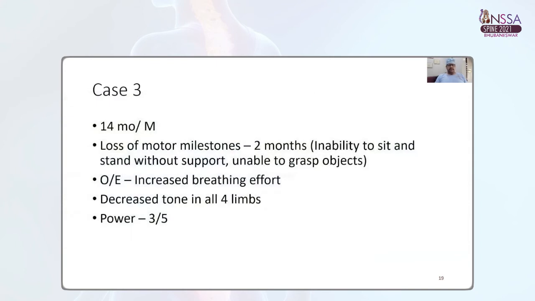Again, we have this youngest kid in our series, who's a 14-year-old boy who presented with loss of motor milestones of 2 months duration, inability to sit and stand without support, unable to grasp objects. On examination, he had prominence of all the accessory muscles of respiration. He had increased effort of breathing with decreased tone in all the 4 limbs, with power barely being anti-gravity.